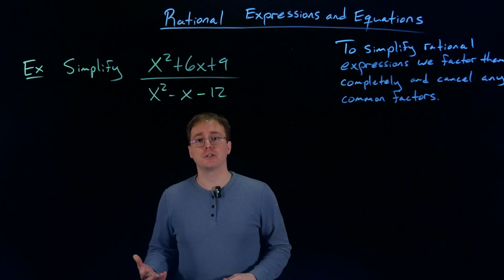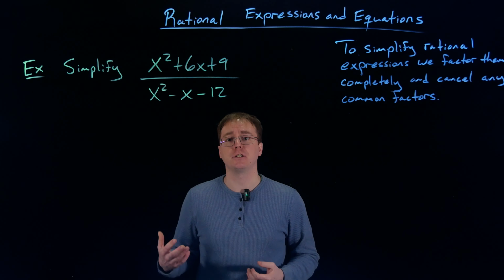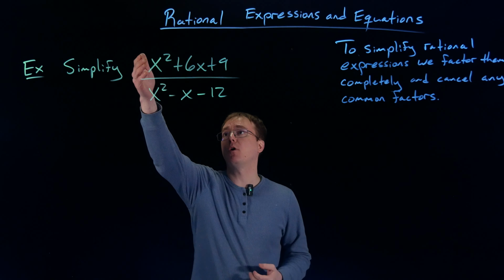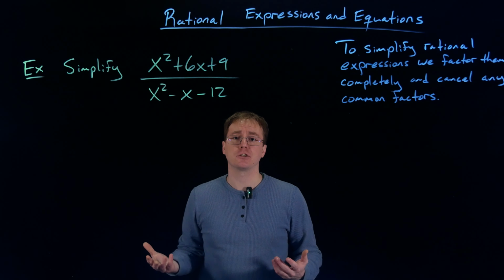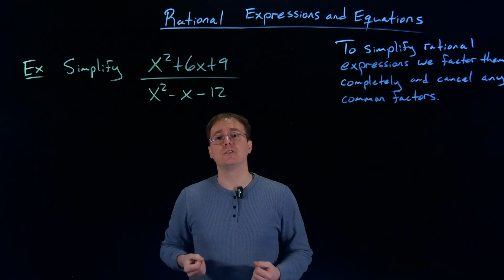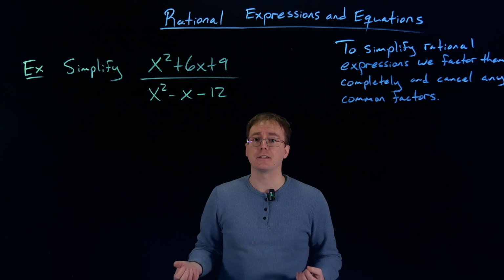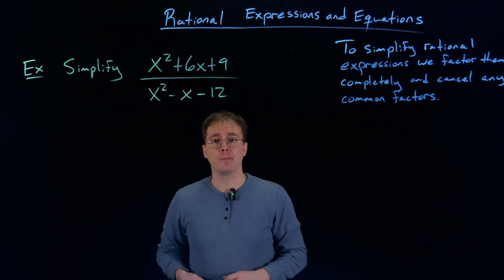So rational expressions are created whenever we have a fraction involving polynomials, or we have one polynomial divided by another polynomial. And if we want to simplify a rational expression, what we're trying to do is see if there's any common factors that we can cancel between the numerator and the denominator.